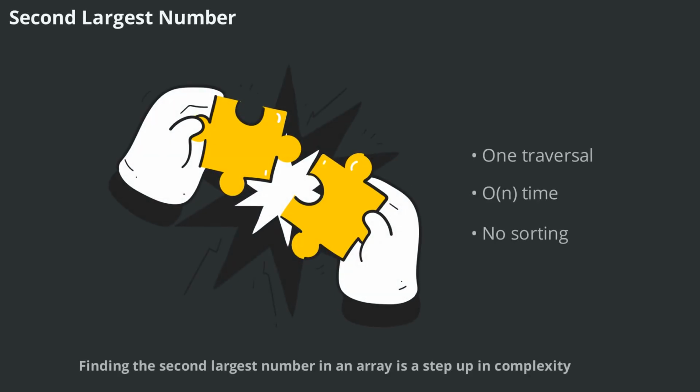Finding the second largest number in an array is a step up in complexity. The best solutions do this in one traversal, without sorting. You keep track of both the largest and second largest values as you iterate. This tests your ability to optimize for O(n) time and avoid unnecessary operations. Interviewers want to see if you can write efficient, elegant code.